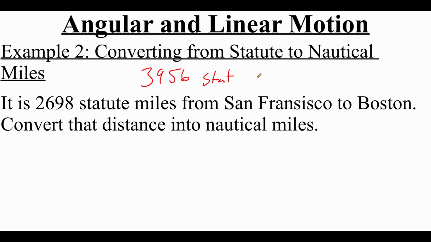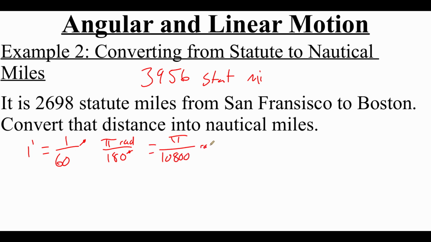3,956 statute miles. Now, we just defined what a nautical mile is. It's a length of 1 minute, or 1/60th of a degree, along Earth's equator. So we're going to use that 1 minute to help us out a little bit. Now, I also said that that is 1/60th of a degree, and what I'm going to do with that is take this degree measure and convert it into radians. So in order to convert a degree measure into radians, we have to multiply by pi radians over 180 degrees. So our degrees are going to cancel out, and if I multiply across the top and across the bottom, I'm going to end up getting pi over 10,800 radians.